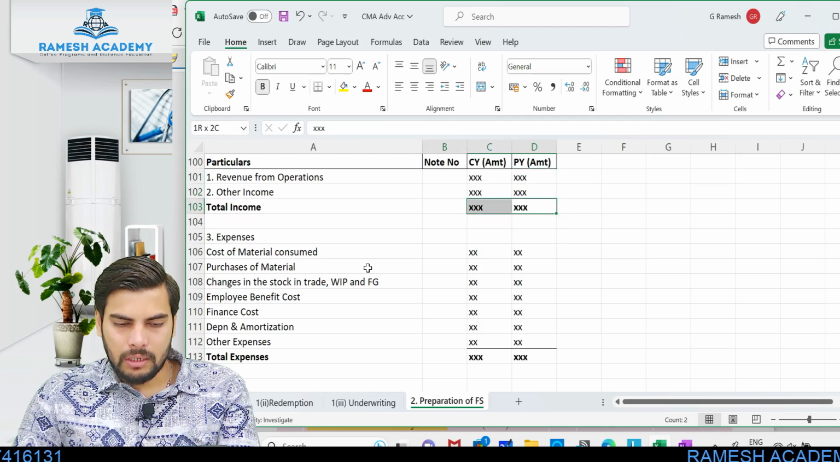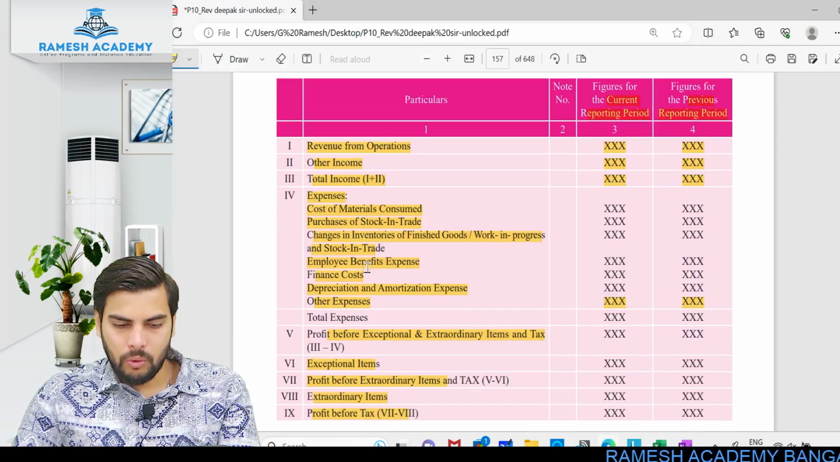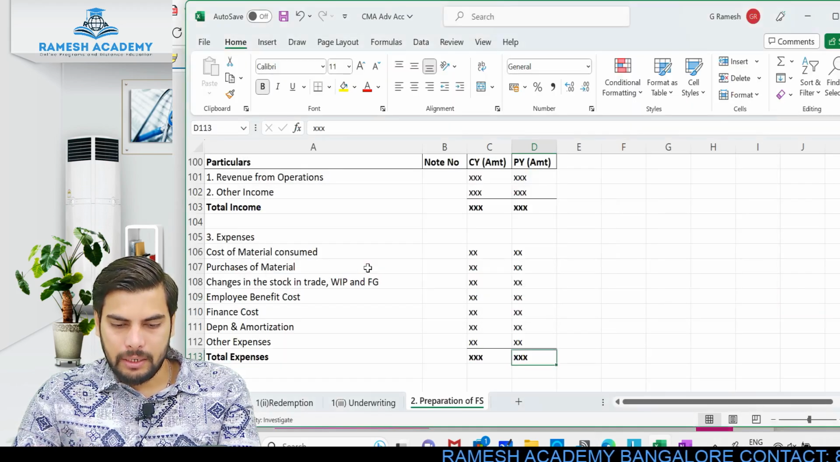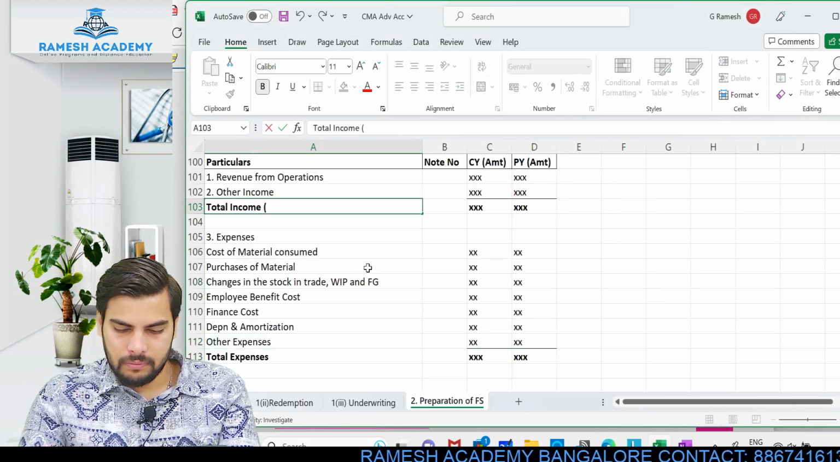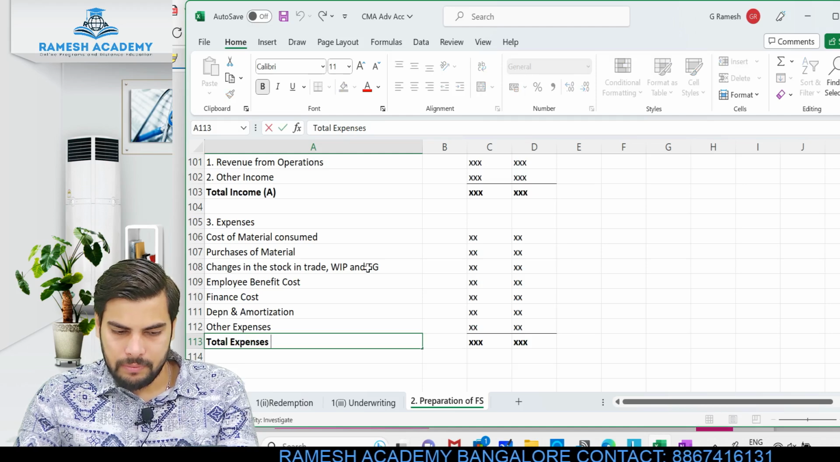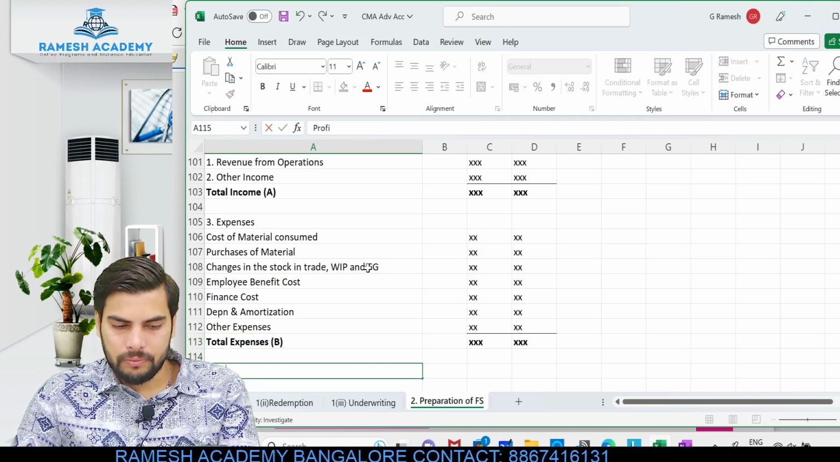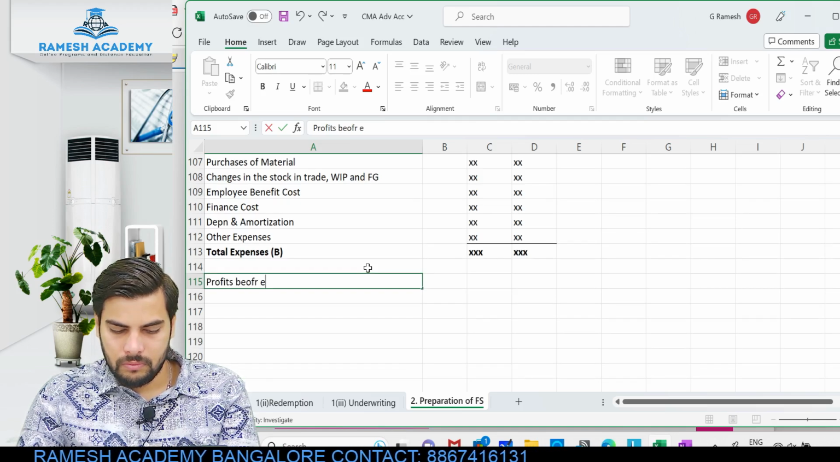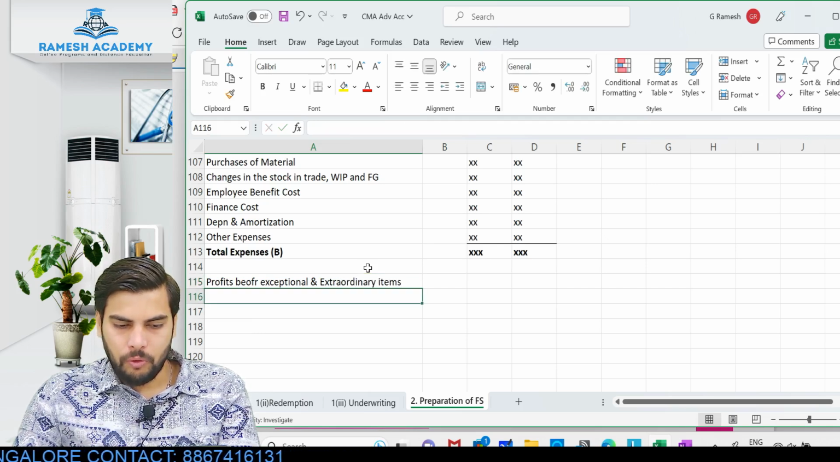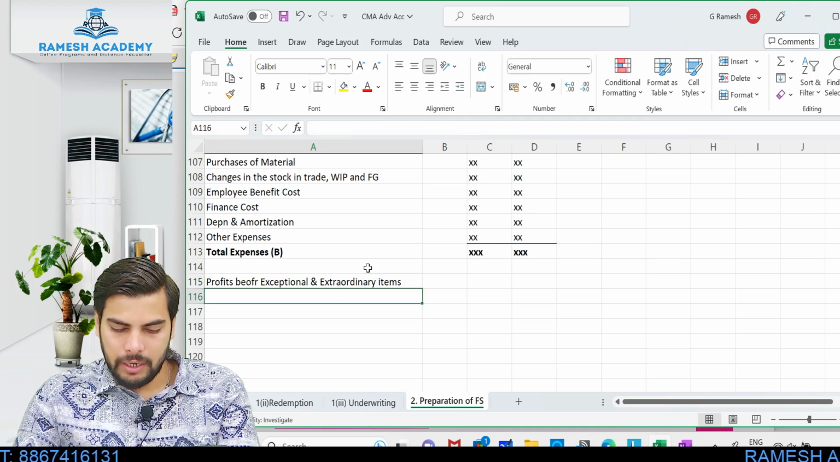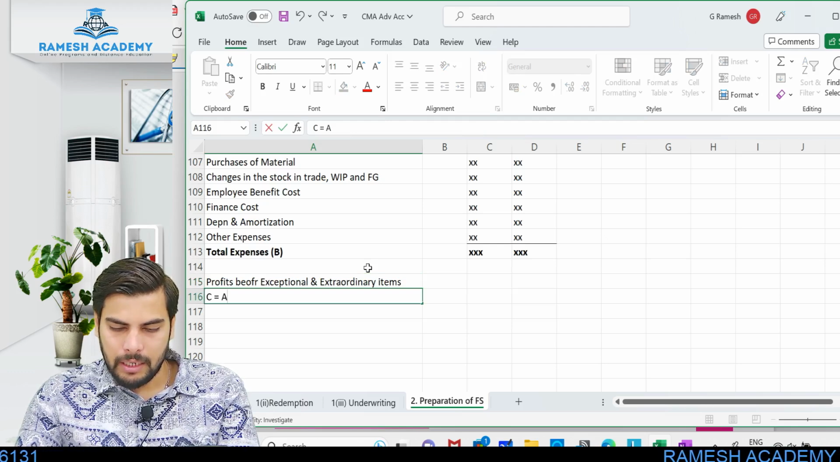So here I have got the total income, here I have got the total expenses. Total income minus total expenses, I'll get to know the profit before extraordinary and exceptional items. Let's name this as A. Let's name this as B. After this, profit before exceptional and extraordinary items, this C will be equal to A minus B.